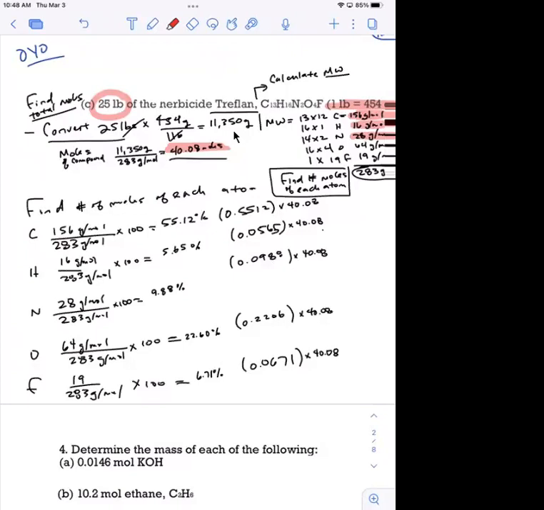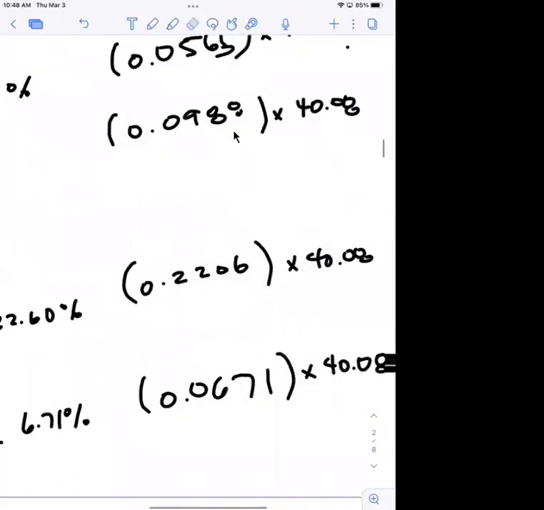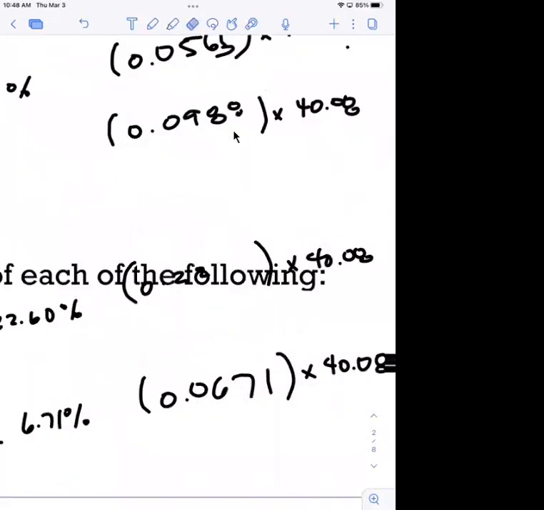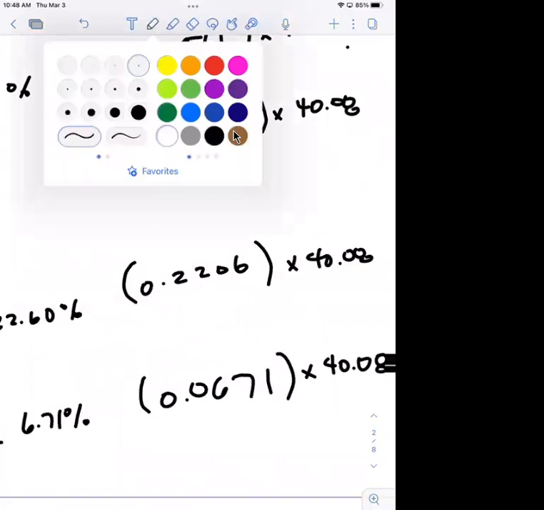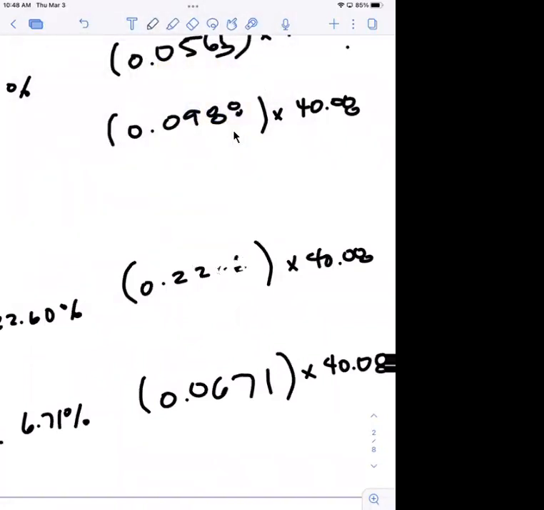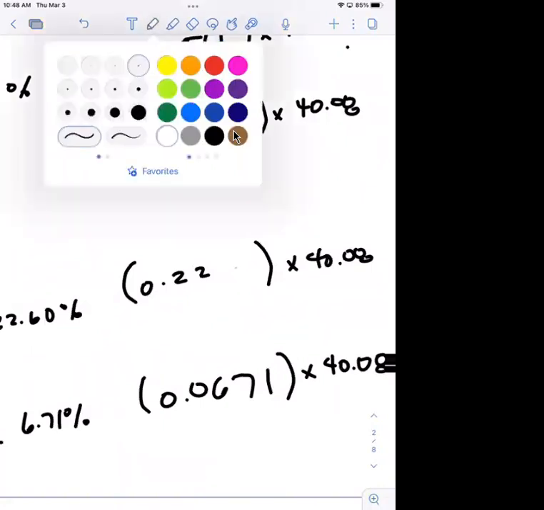Dr. Russell. Yes. Oxygen, the 0.2260. Yeah, my bad. 0.08. And then we're doing the 40.08 because we're trying to find moles of each atom and not just grams. Right. Okay. I think it's making sense. Good. That's good.